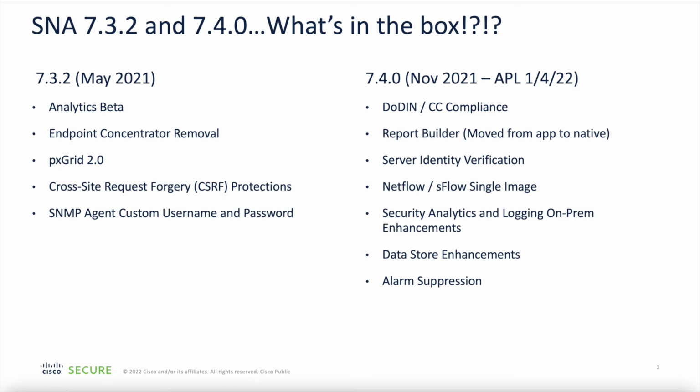7.4.0 came out in November of last year. On the APL, we actually updated to version 7.4 in January. And then in February, we actually extended APL certification out to June of 2025. So 7.4.0 is now your APL version, and we are good for another 3+ years.